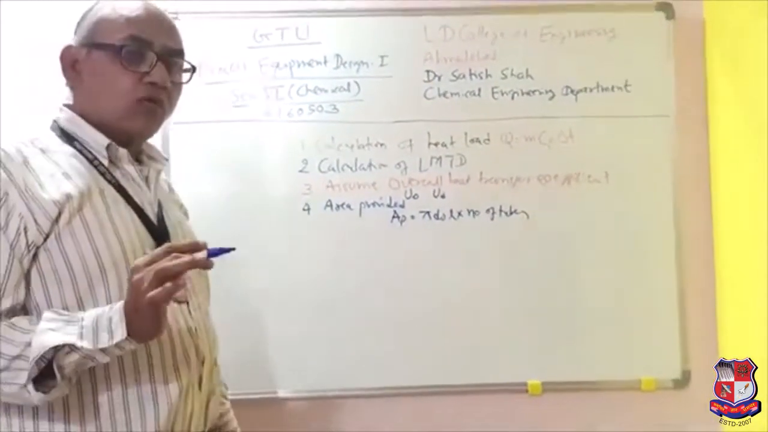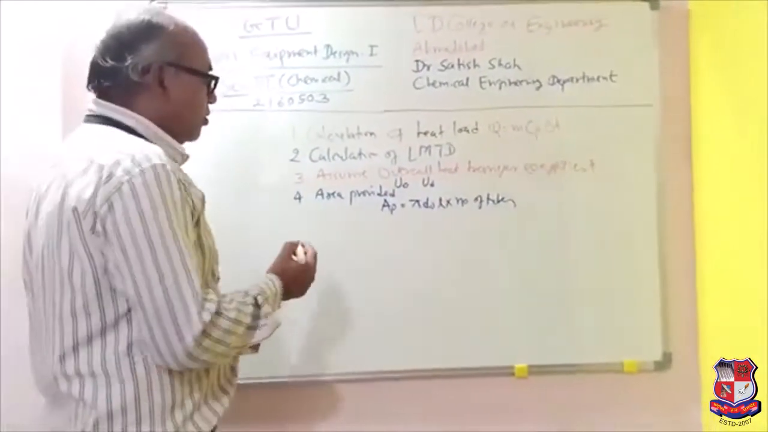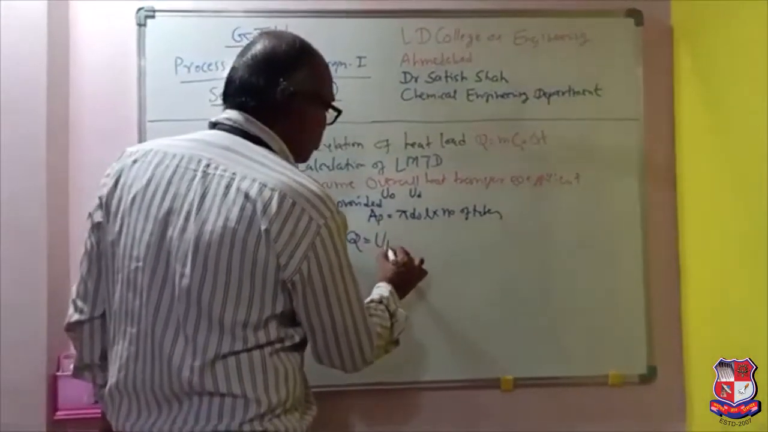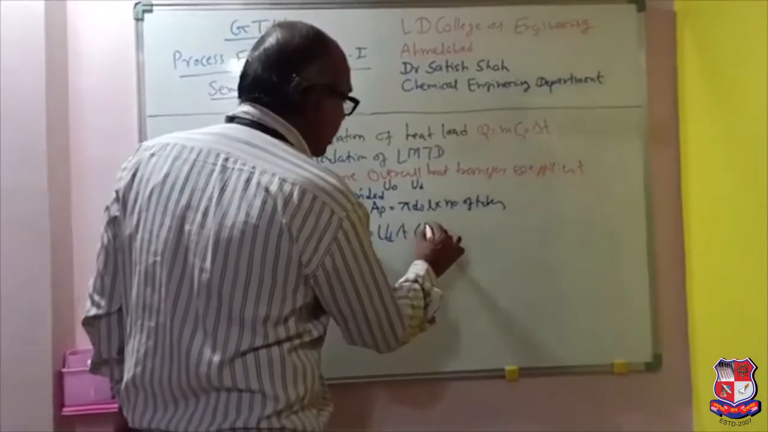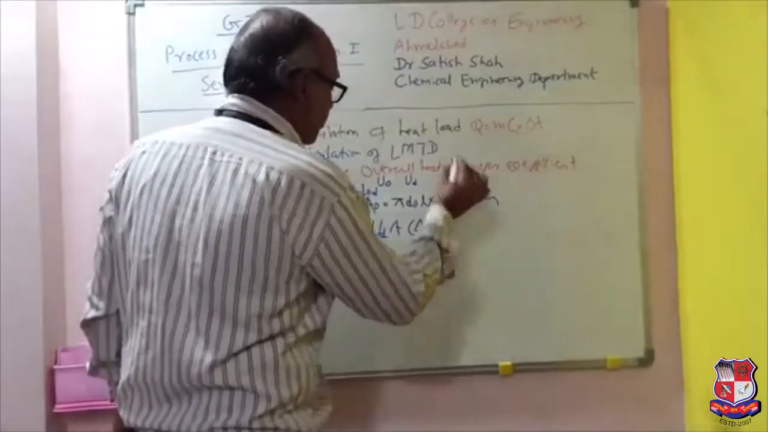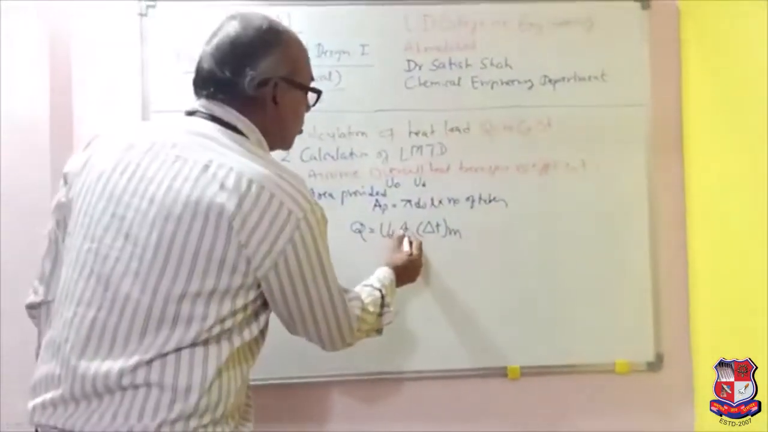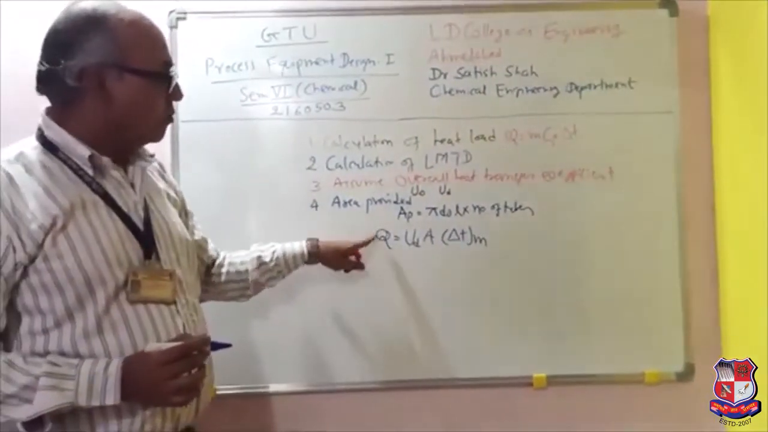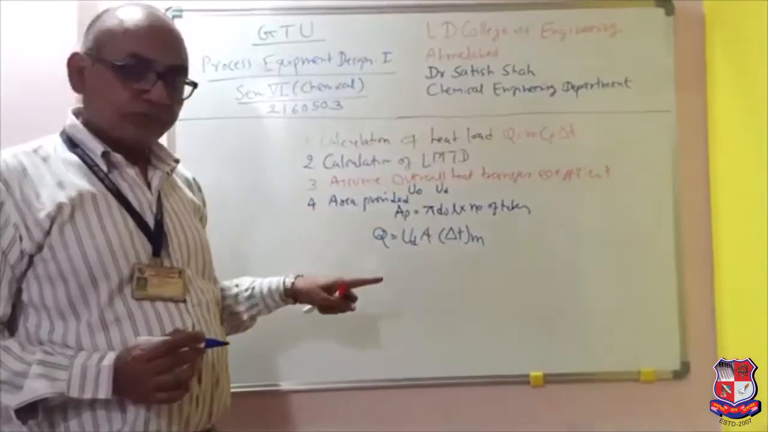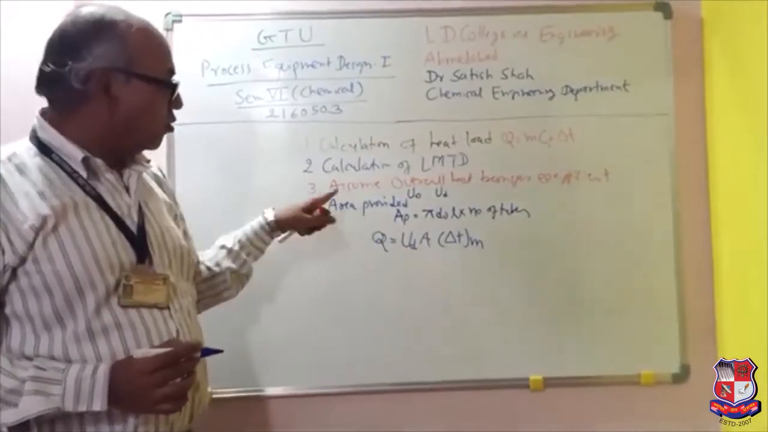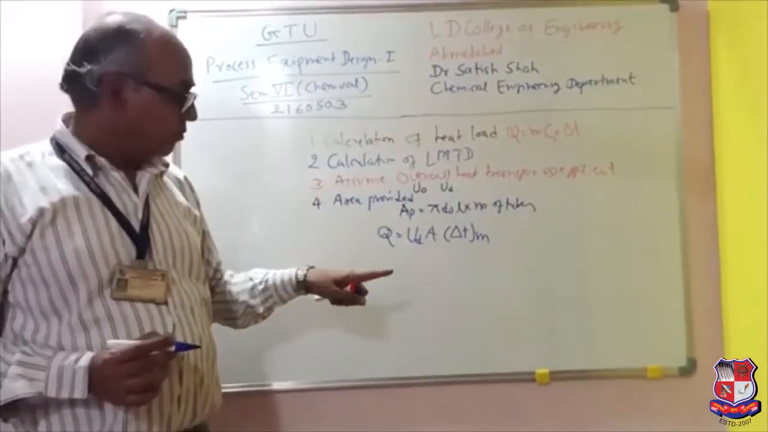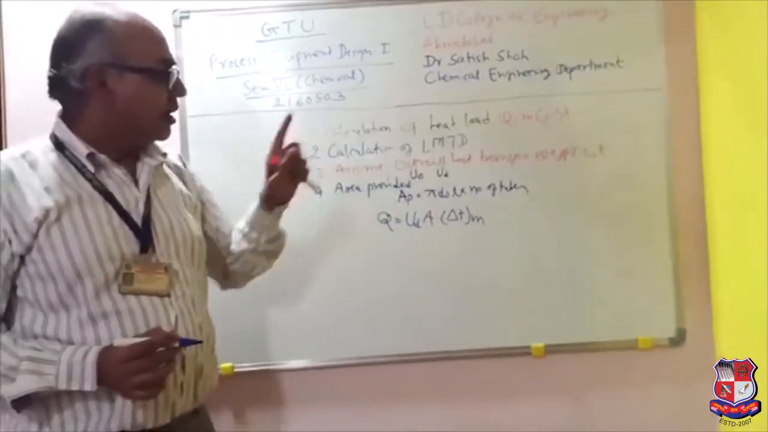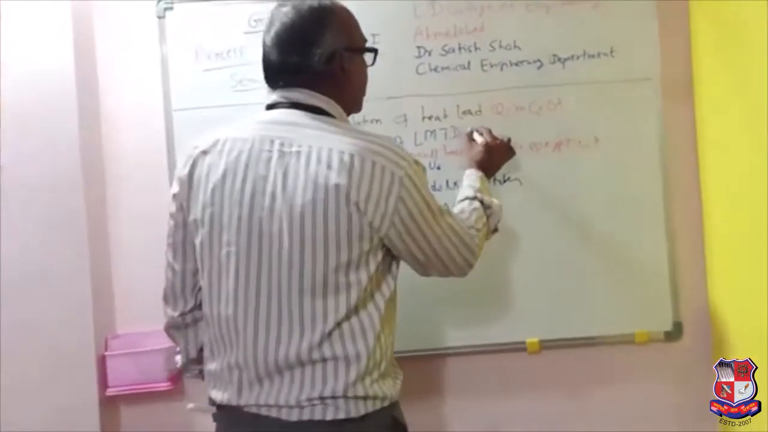And there is one more overall heat transfer coefficient. If you use Q is equal to UA delta Tm, so if you see here, Q, that is heat load, UD, that is overall heat transfer coefficient, delta Tm, that is LMTD, that is corrected LMTD.